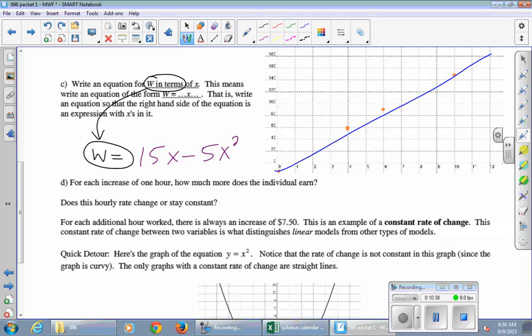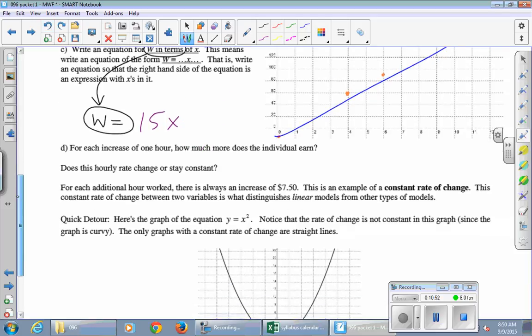Minus 5x squared divided by 2x. I don't know. It doesn't matter what's going on on the right-hand side with all those x's. The important thing is W equals is by itself. Okay. Part D we answered already, but we'll read it again. For each increase of 1 hour, how much more does the individual earn? That's $15. For each additional hour we work, we earn $15 more.